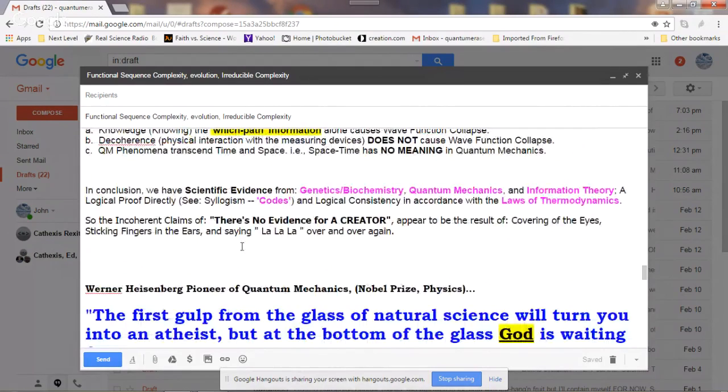In conclusion, back to the original question, no evidence, huh? We have scientific evidence from genetics, biochemistry, quantum mechanics, and information theory, a logical proof directly, see the syllogism with codes, and a logical consistency in accordance with the laws of thermodynamics. I don't know, that doesn't sound like no proof to me. So the incoherent claims of there's no evidence for a creator appear to be the result of the covering of the eyes, the sticking fingers in the ears, and saying la la la over and over again.